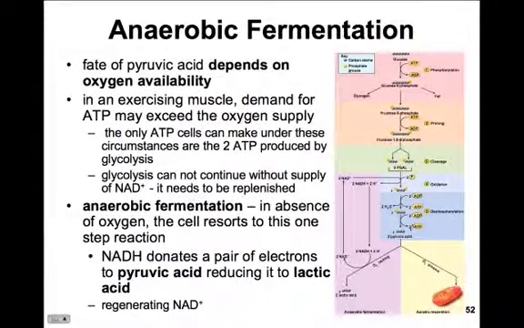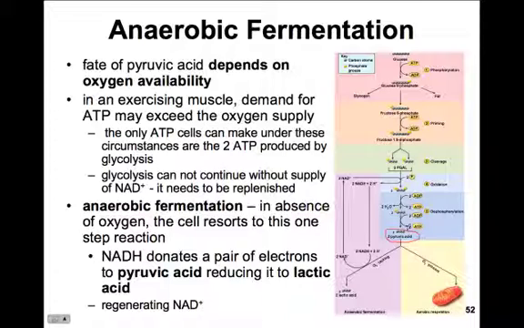So now that we have this intermediate of 2 pyruvic acids, high energy containing molecules, there's a couple of possible fates, and they depend upon the availability of oxygen. So in an exercising muscle, there's an increasing demand for ATP, and that demand might exceed the oxygen supply that's available, especially at the beginning of exercise, because the lungs haven't had time to catch up. So the only ATP cells can make at this point is produced by glycolysis. And as you've already discovered, that's only 2 ATP, so it's not very efficient.